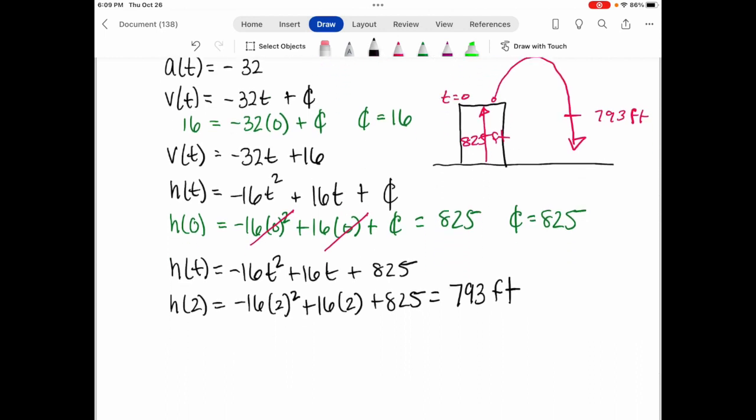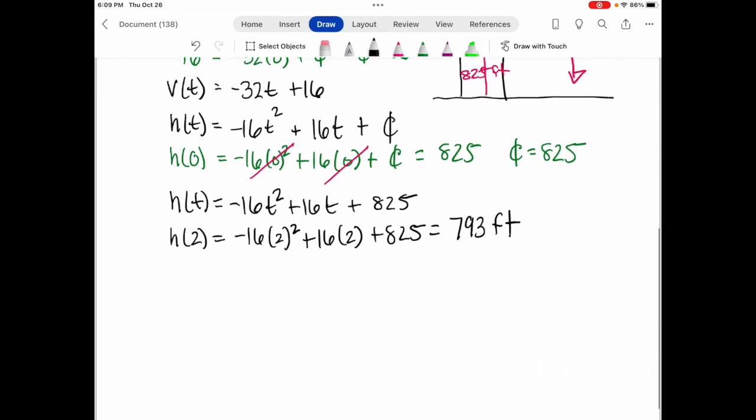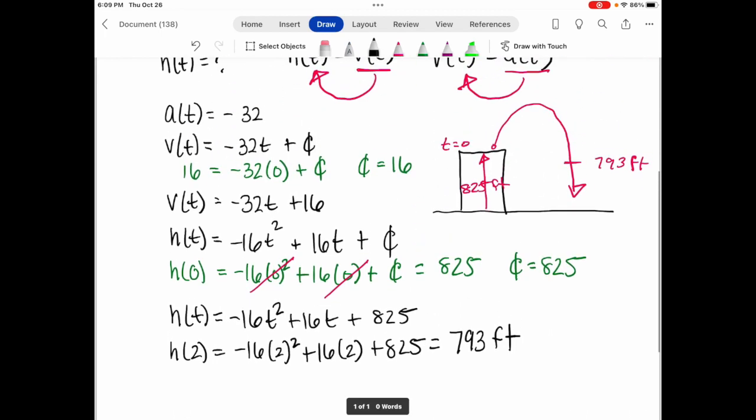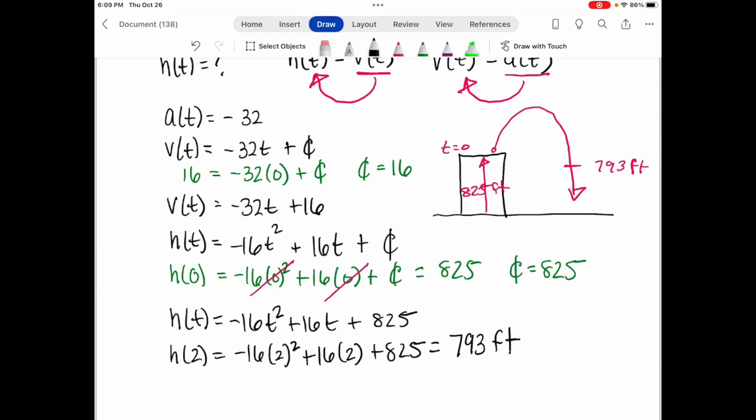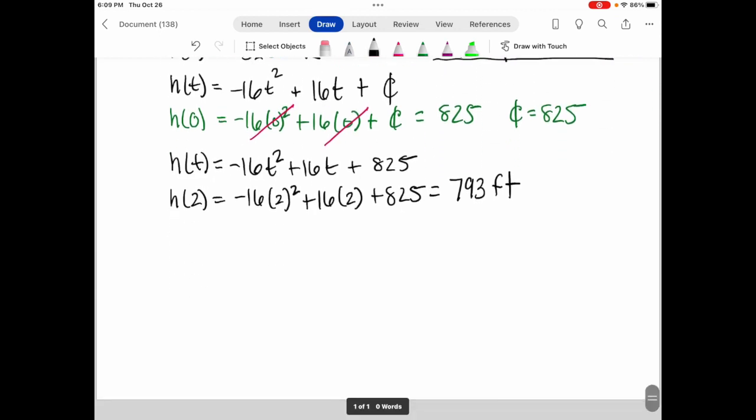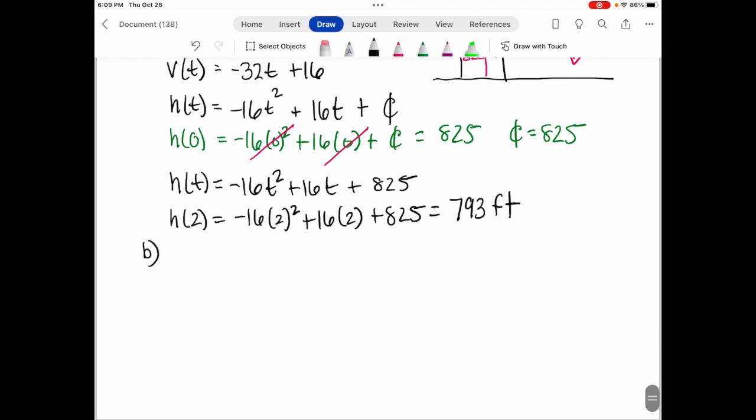Okay, let's look at the next part of this question. We've done the majority of the work now. This was the harder part where we had to derive our height function. Okay, for part B, it wants to know, when does the stone hit the ground?